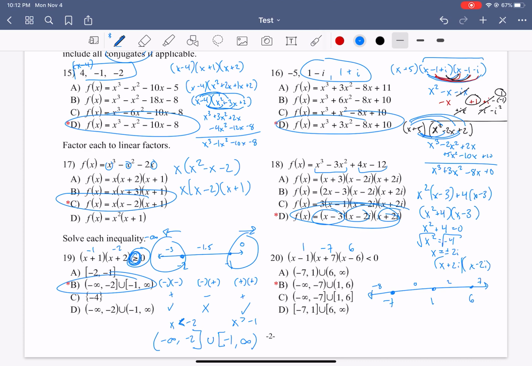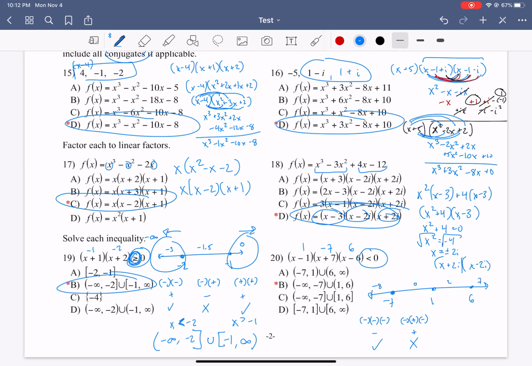-8 minus 1 is a negative. -8 plus 7 is still negative. -8 minus 6 is still negative. So negative times a negative times a negative is negative. We want less than 0, so that's good. That's in our solution set. Plug in 0, we get 0 minus 1 is a negative. 0 plus 7 is a positive. 0 minus 6 is a negative. So negative times a positive times a negative will give us a positive, and that is not in the solution set. Next number could be 2.